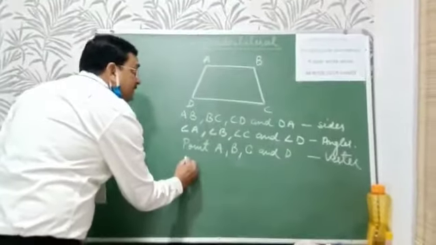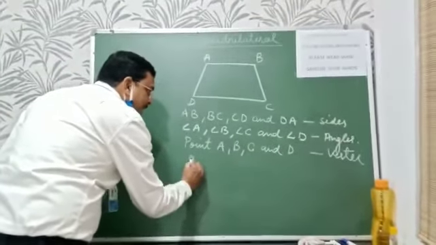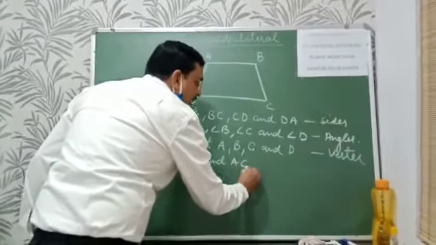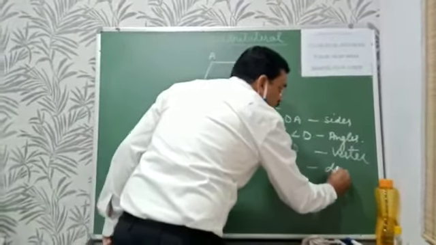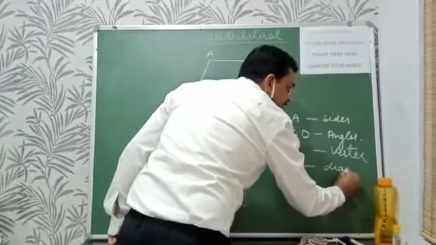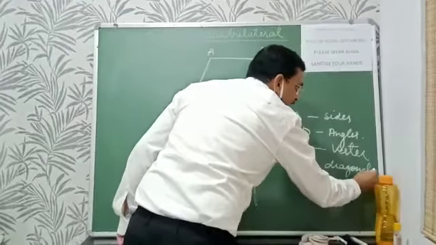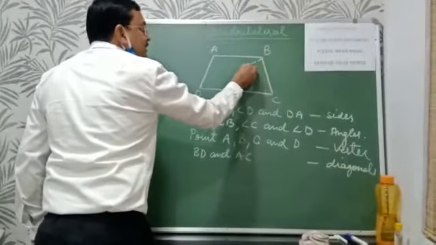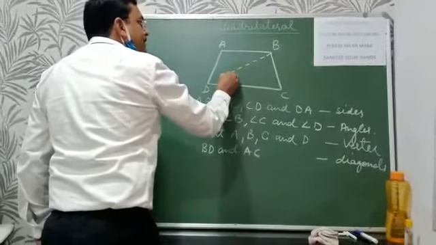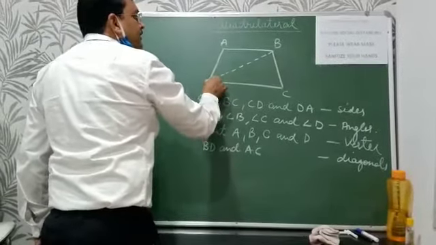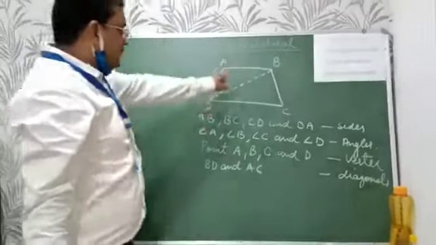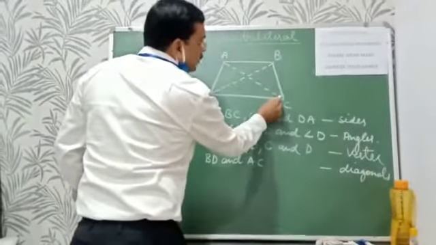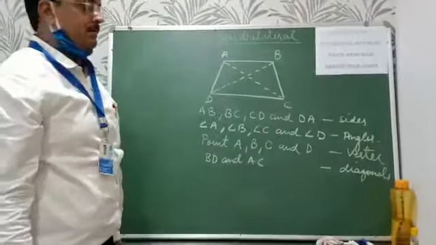Here the lines BD and AC are called the 2 diagonals of a quadrilateral. Here BD and AC, these are the 2 diagonals of the quadrilateral.